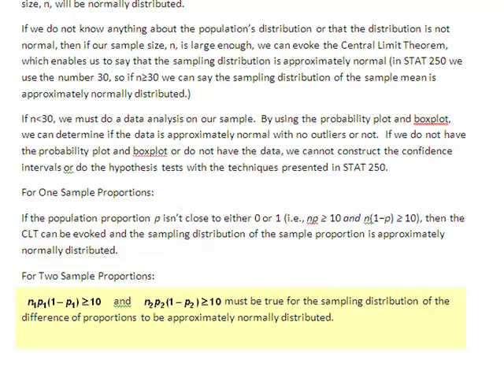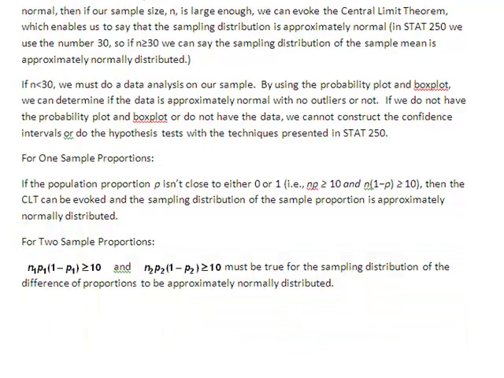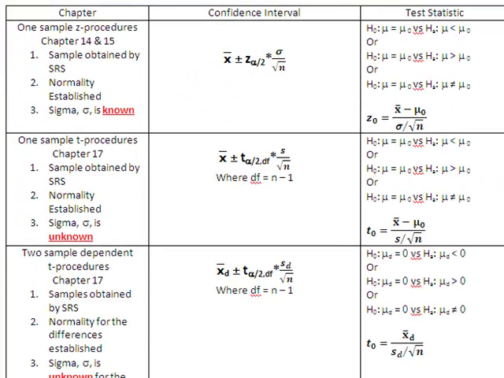For the two sample proportions, n1 times p1 times 1 minus p1 has to be greater than or equal to 10, and n2 times p2 times 1 minus p2 has to be greater than or equal to 10. And of course, in order for the sampling distribution of the difference of proportions to be approximately normally distributed. But remember, we can have the +4 method that helps us if the sample sizes are a little bit smaller. So let's go back to Chapter 14 and 15, where we had one sample Z procedures.